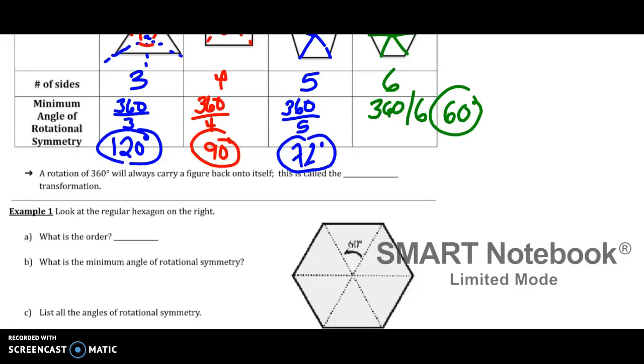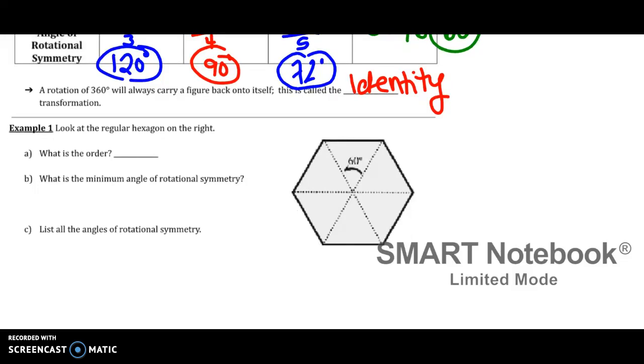A rotation of 360 degrees will carry the figure back onto itself. This is called the identity transformation. You don't need to know that name, but you do need to know that a rotation of 360 will carry the figure back onto itself.